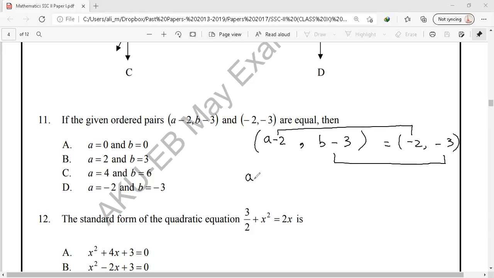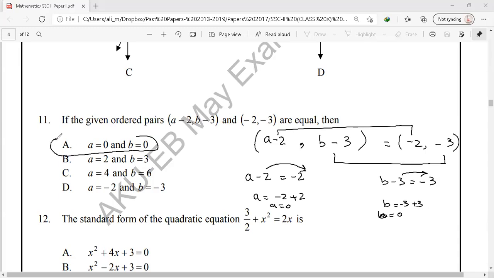So let's equate these terms. a minus 2 would be equal to minus 2, and b minus 3 would be equal to minus 3. So this minus 2 will move to the right side, and this minus 3 would move to the right side. So a would be equal to minus 2 plus 2, and b will be equal to minus 3 plus 3. So the value of a is equal to 0, and b is equal to 0. So the correct option in question number 11 is option A. So here we have the correct answer for this question, option A.